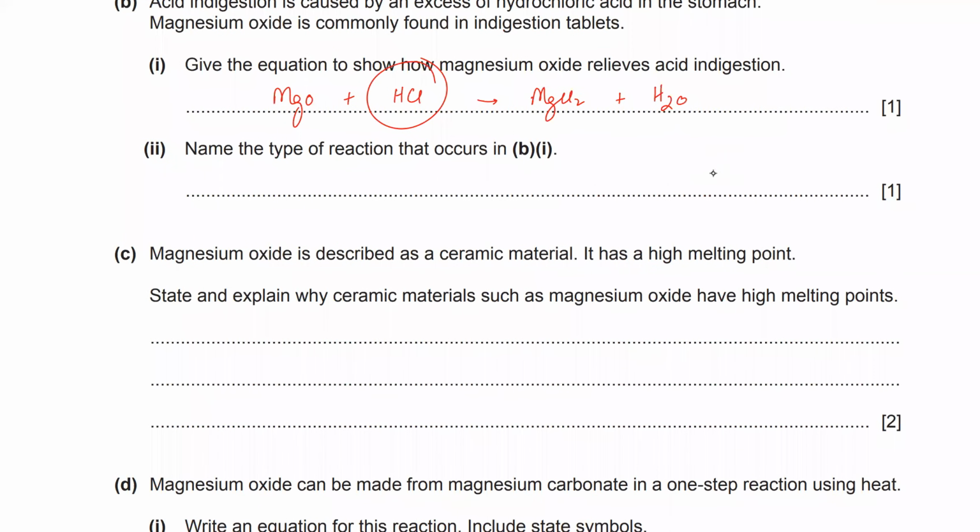So magnesium oxide is described as a ceramic material. It has high melting points. State and explain why ceramics like magnesium oxide have high melting points. क्योंकि it's got very strong ionic... Ceramics जो है ना वो 2-3 materials हैं. There's magnesium oxide.